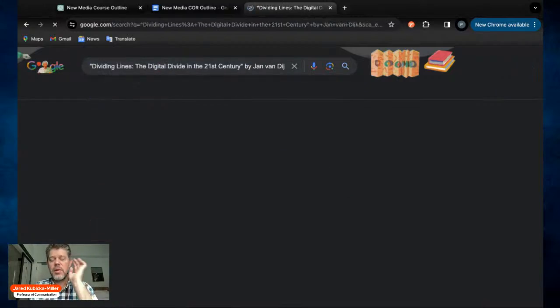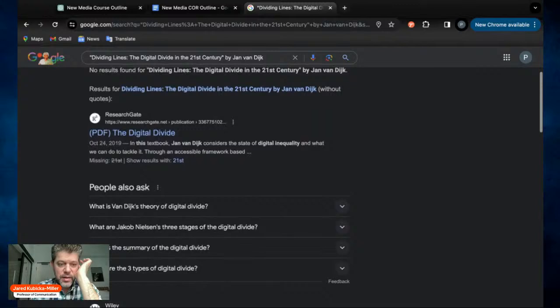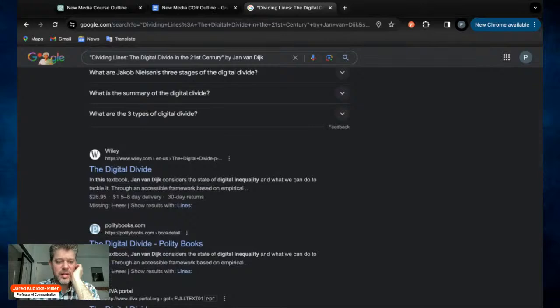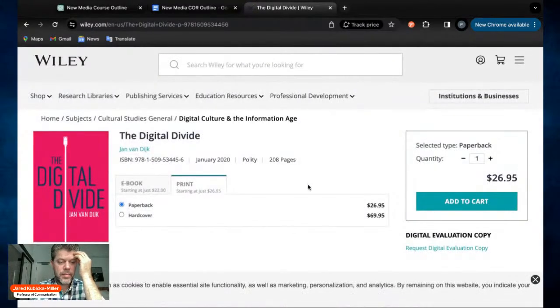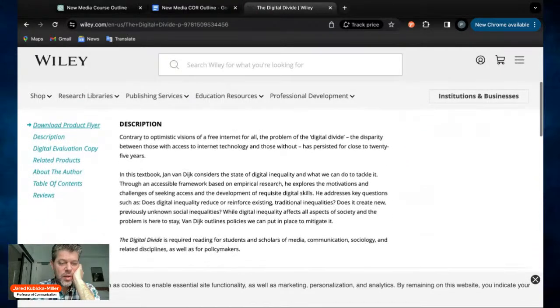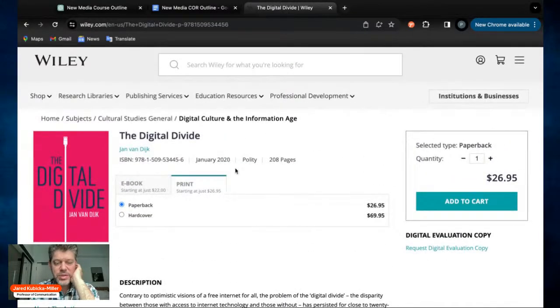So remember that ChatGPT still hallucinates a little bit. Yeah, textbooks. So it looks like Jan van Dijk does do writing on the digital divide, but not necessarily that particular title. But he does have a textbook about the digital divide. It's just called The Digital Divide, and I want to see how old this is right now. Where's the publication? Oh, 2020.